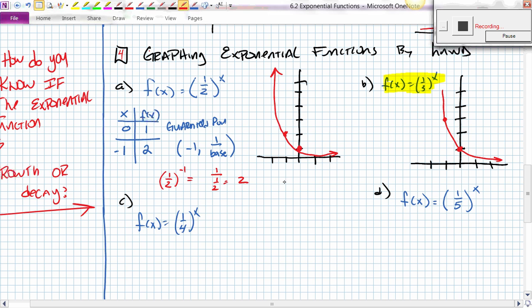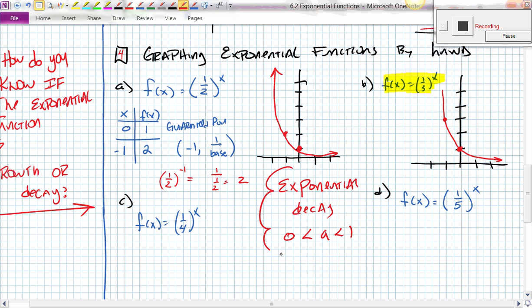Okay, all these functions represent exponential, well, you got it, exponential decay, and you get that when your a value is in between 0 and 1. So you can graph part C and D later at home.